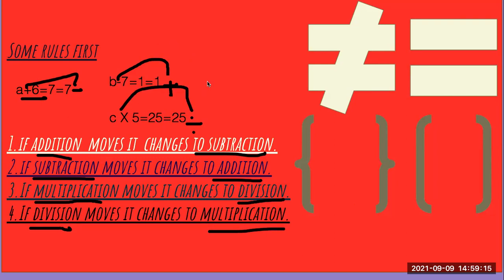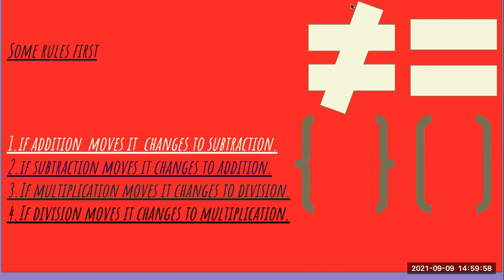What does that mean? If I write D divide by 5, this is a divide sign, is equals to 5. Division moves, so it becomes multiplication. So 5 into D.